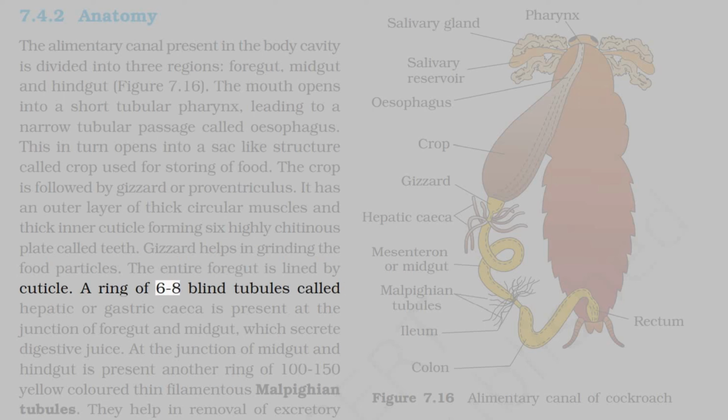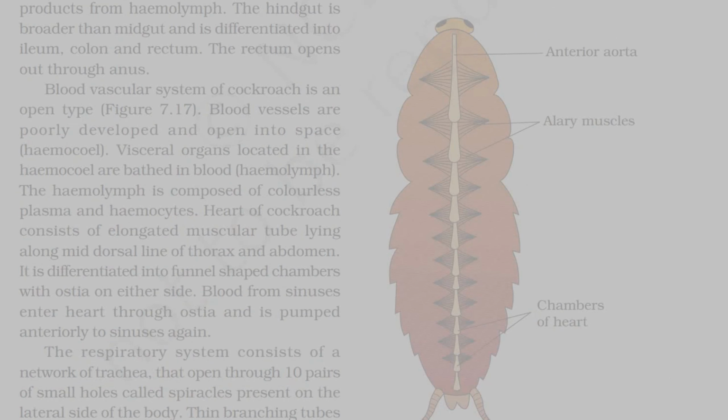A ring of 6 to 8 blind tubules called hepatic or gastric ceca is present at the junction of foregut and midgut, which secrete digestive juice. At the junction of midgut and hindgut is present another ring of 100 to 150 yellow-colored thin filamentous Malpighian tubules. They help in removal of excretory products from hemolymph. The hindgut is broader than midgut and is differentiated into ileum, colon and rectum. The rectum opens out through anus.